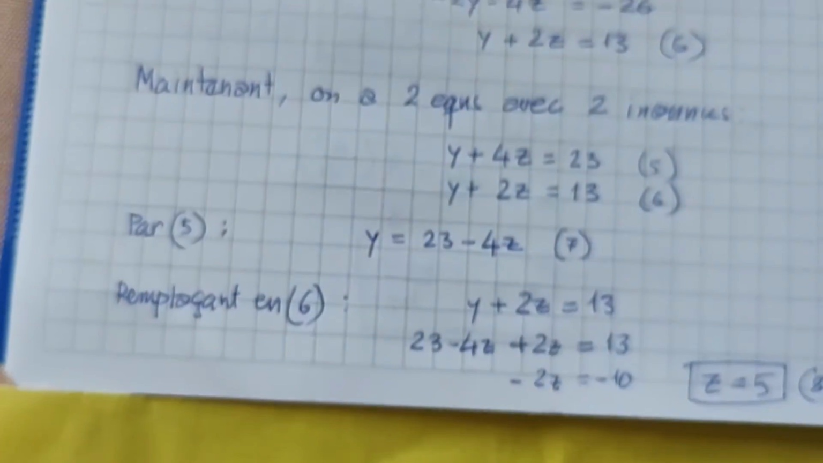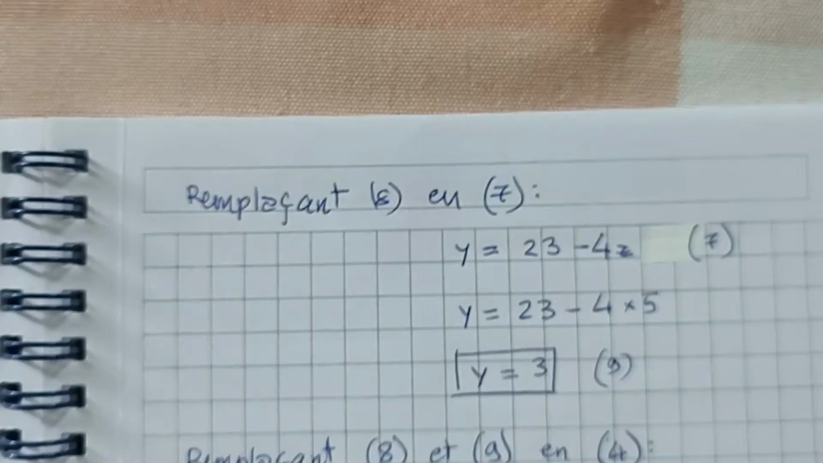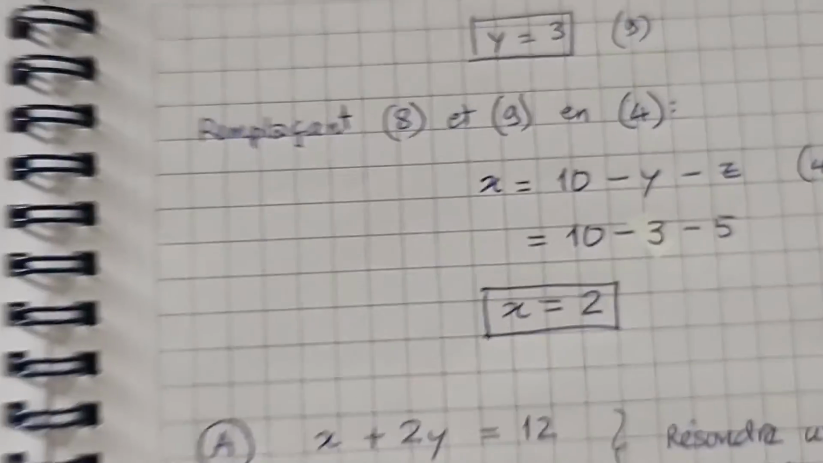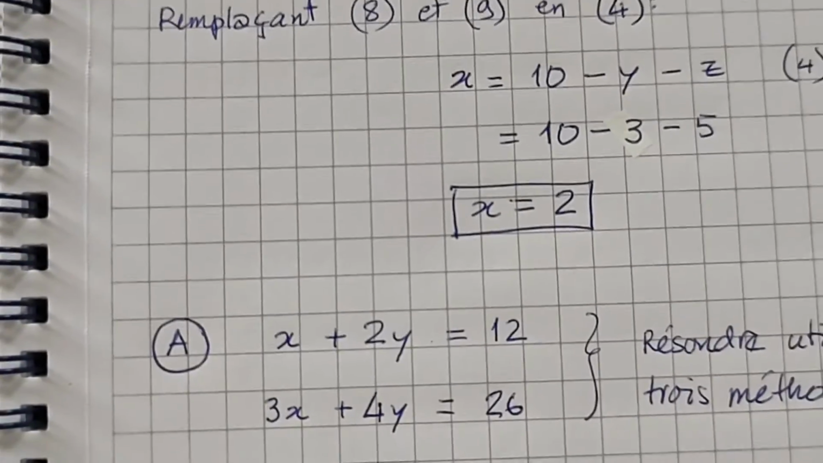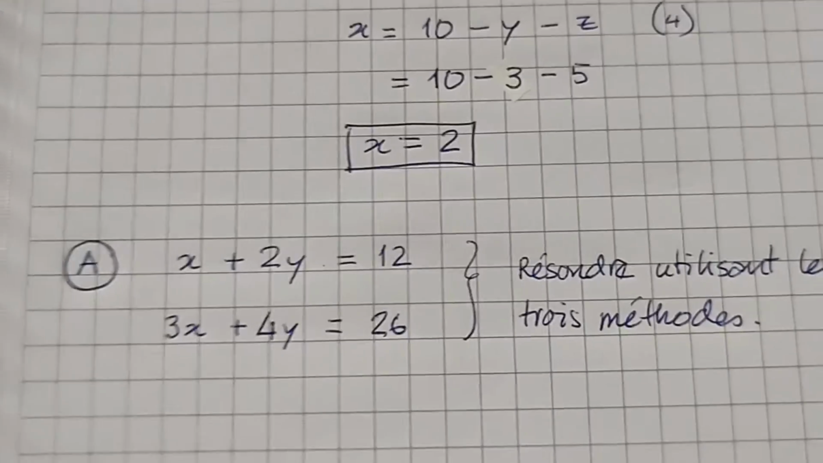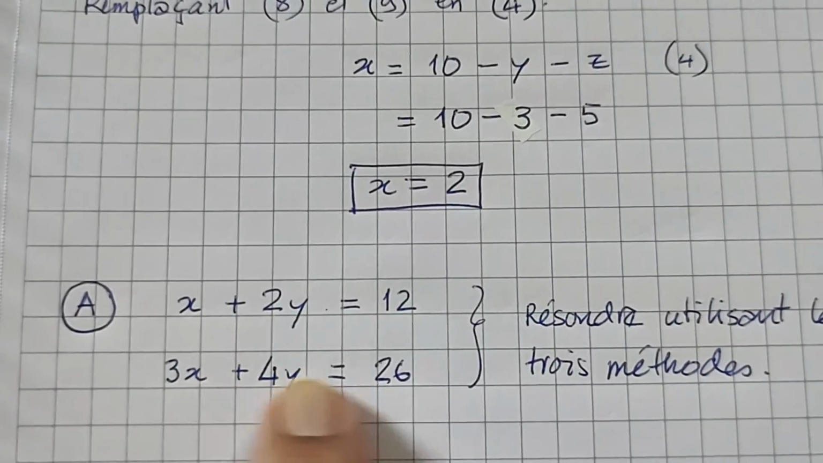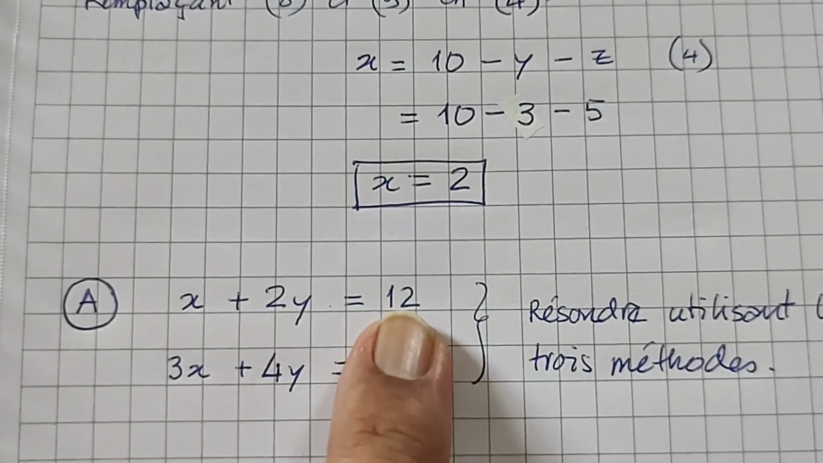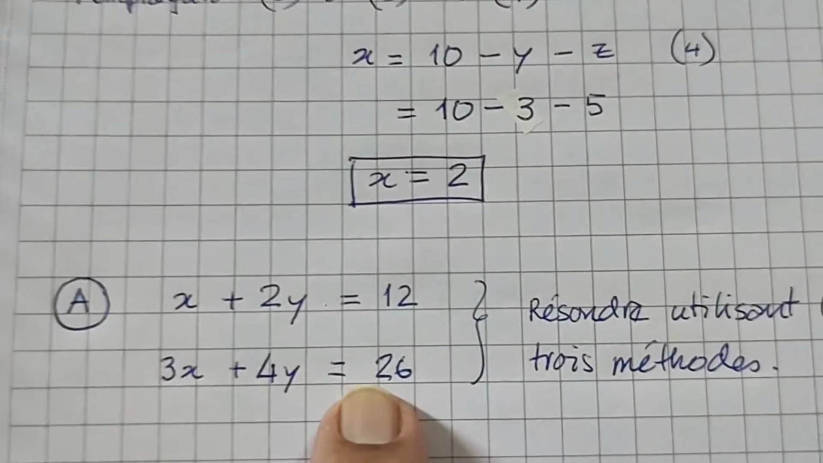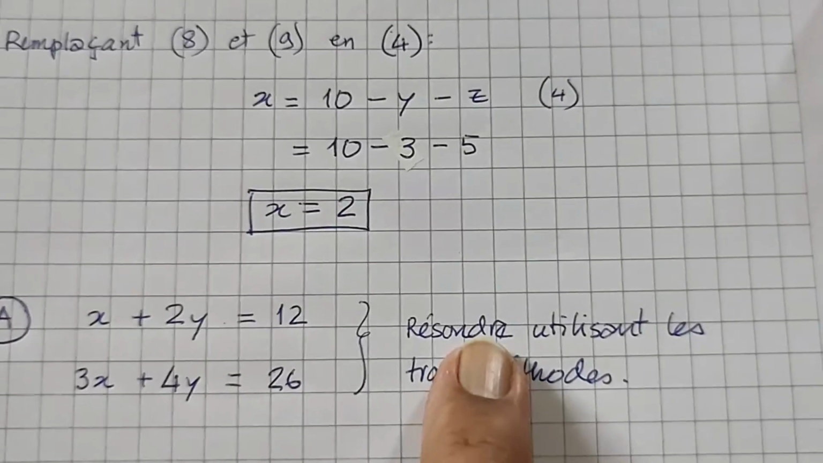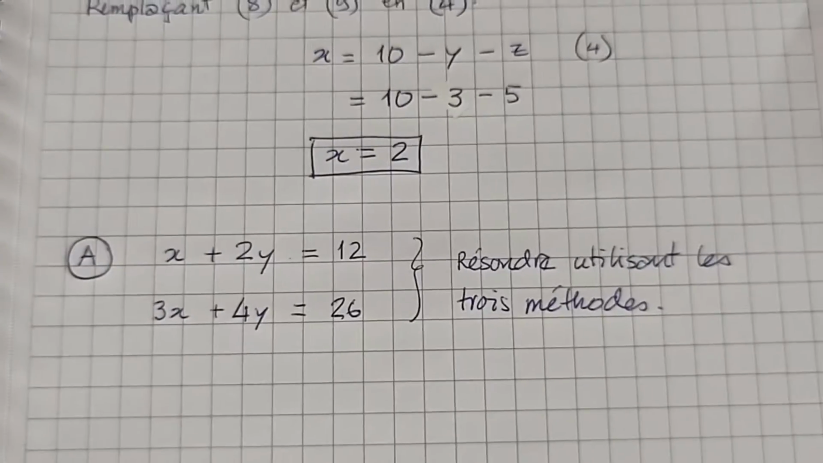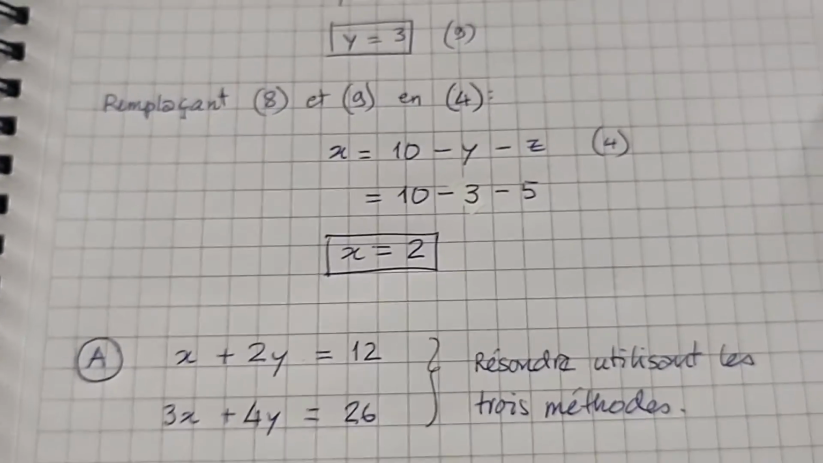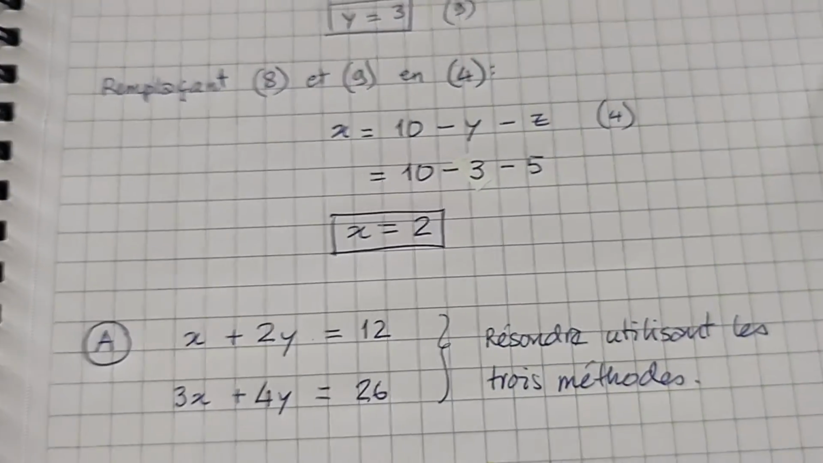We have solved it using substitution, and you see it took only 1 page and a half. Okay, so now the in-video problem is, you have 2 equations with 2 unknowns, x plus 2y égale à 12, 3x plus 4y égale à 26. Résoudre utilisant les 3 méthodes. So just like I did it in 3 different ways, you have to solve this in 3 different ways.